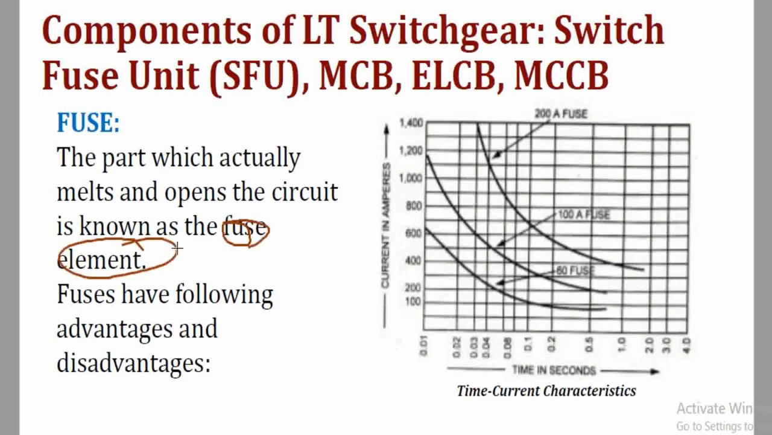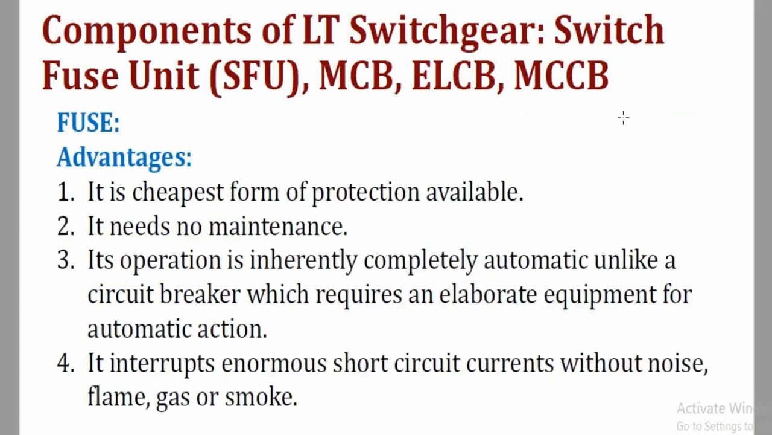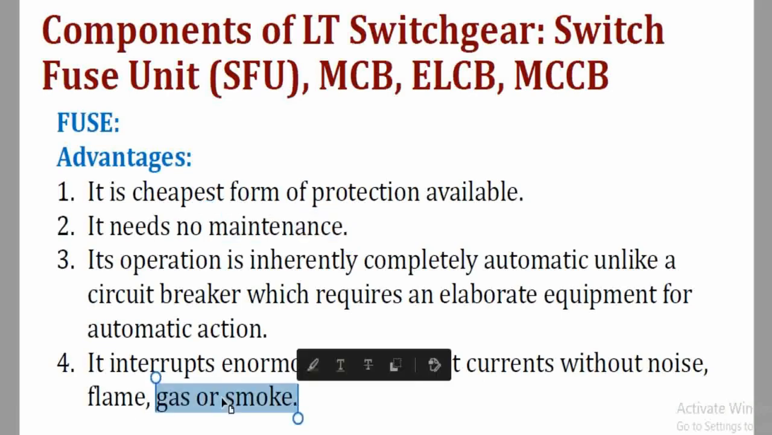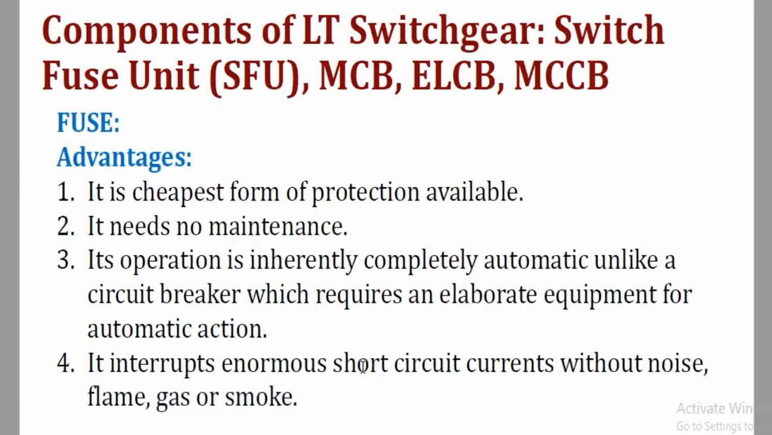So let us see the advantages and disadvantages of fuses here. So what are the advantages of a fuse? So we know that a fuse is the cheapest protection device, and it needs no maintenance until it blows. Its operation is inherently completely automatic, unlike a circuit breaker which requires elaborate equipment for automatic action. So it is almost automatic, not like an MCB, but it is somehow automatic. So it interrupts short circuit currents without noise, flame or gas.